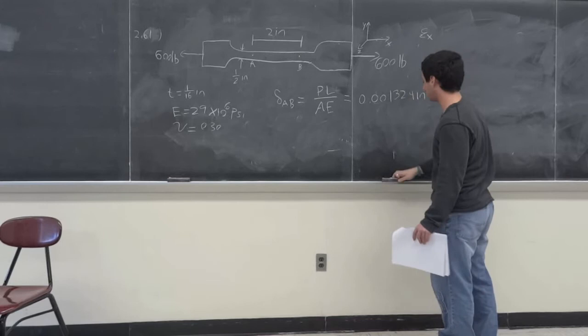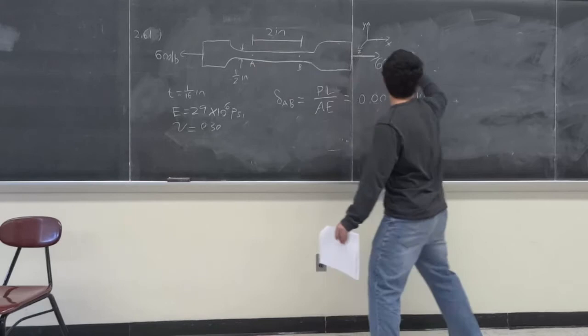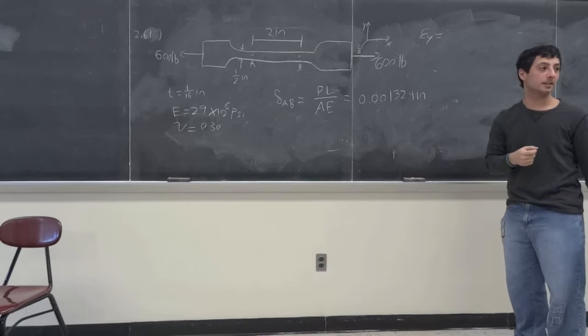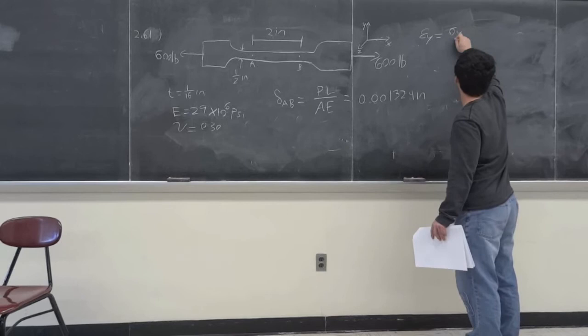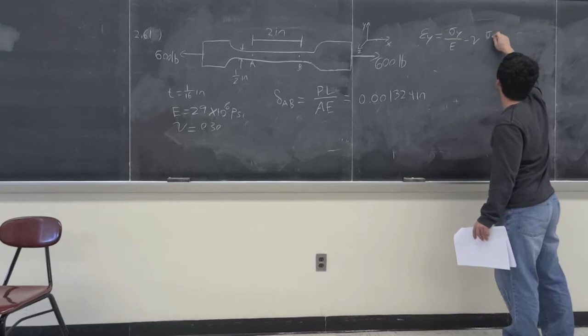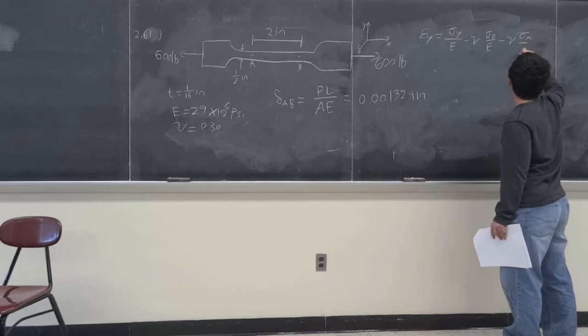Okay, so we want epsilon x, well actually, we don't need epsilon x. We need epsilon y because we want to know this portion. So we need to know epsilon y. And what is epsilon y? It's not just the stress over the Young's modulus. There's a shrinking effect from the Poisson ratio. So it's sigma y over E minus mu times sigma z over E minus mu sigma x over E. So this causes a shrinking effect.